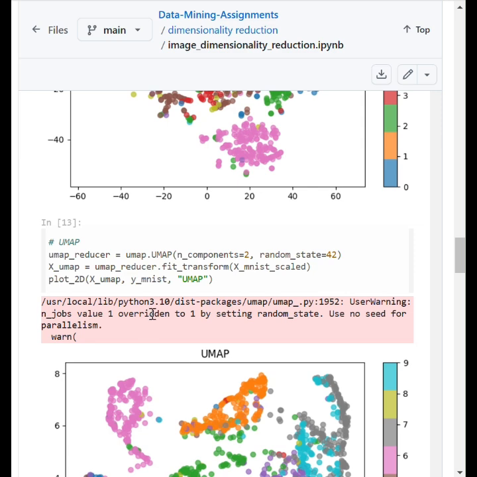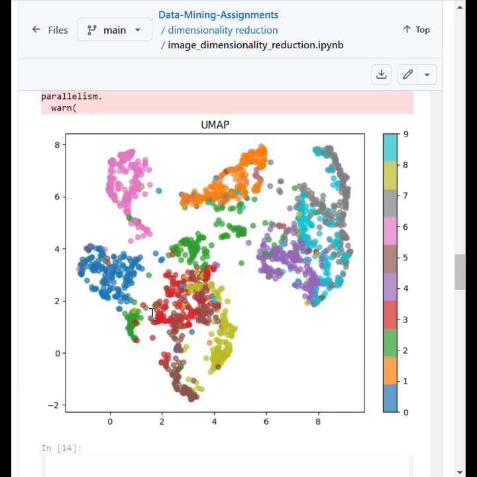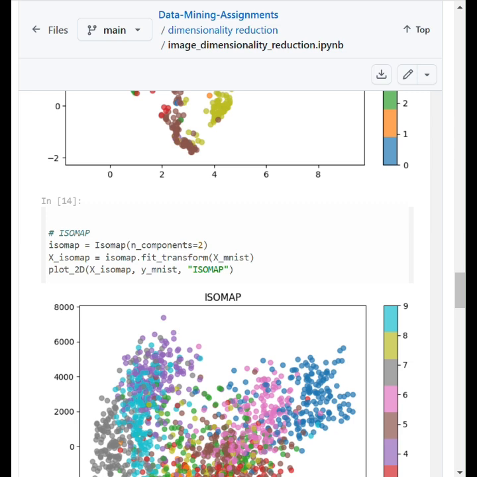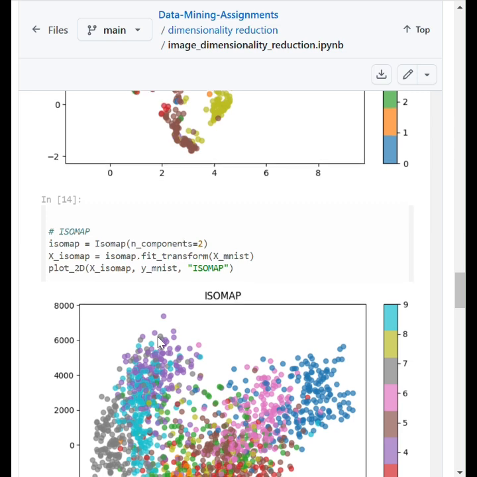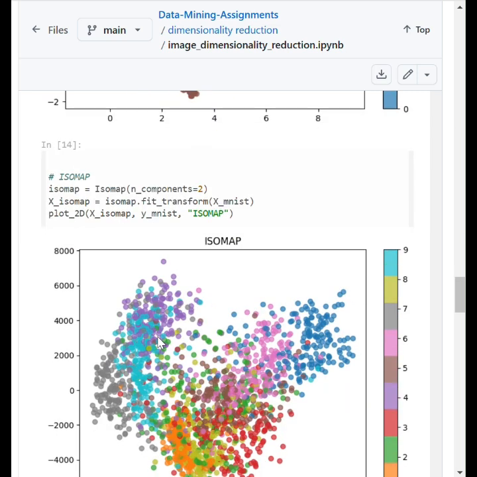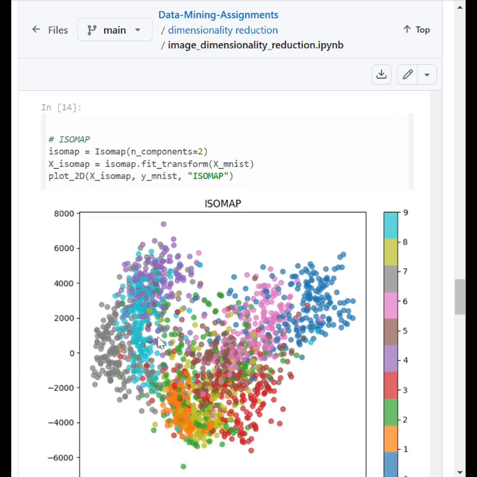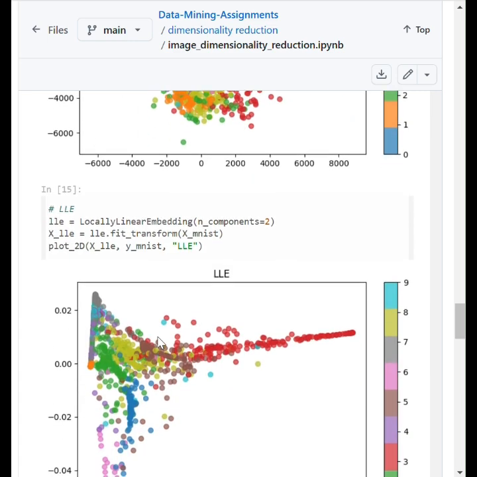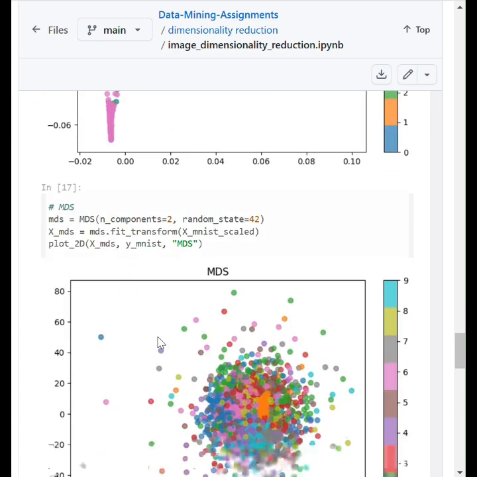UMAP is another technique that excels in creating meaningful 2D representations. It's faster than t-SNE and creates clearer clusters. Tools like PairCode or Understanding UMAP can help create interactive visualizations. ISOMAP, LLE, and MDS focus on preserving the relationships between data points. While LLE struggles with dense data, ISOMAP performs slightly better here. MDS tries to preserve distances, which leads to overlapping clusters.